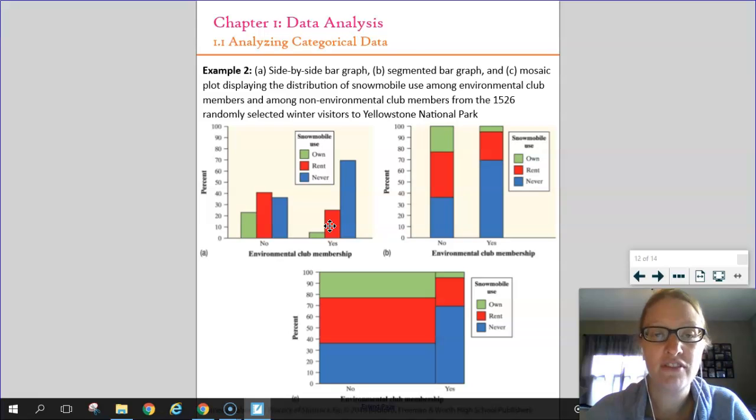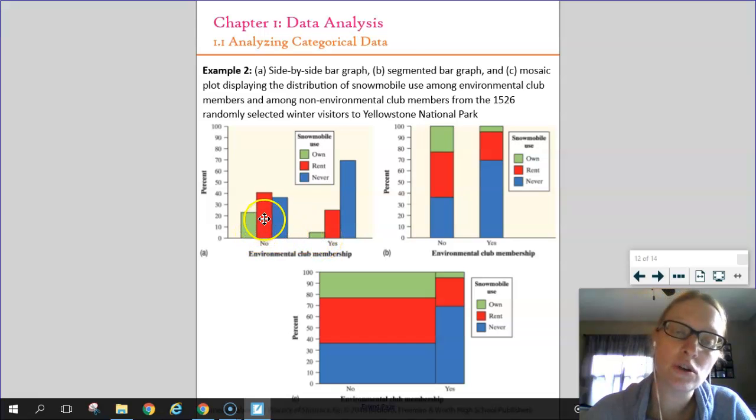From here, it's very easy to see that many people who are members of the environmental club never have owned a snowmobile. It's also very easy to see that people who are environmental club members very infrequently do own a snowmobile, versus those who are not members of the environmental club, their snowmobile ownership is much more evenly distributed.